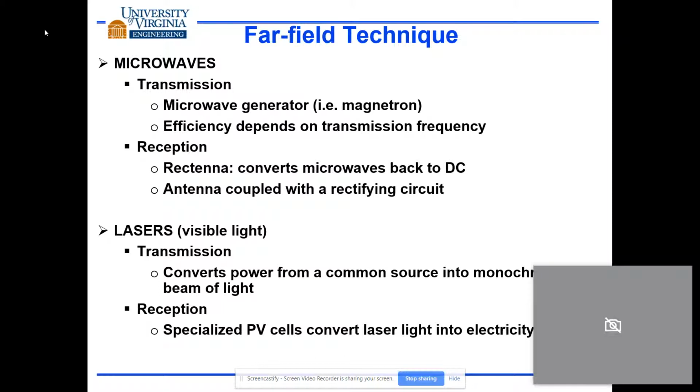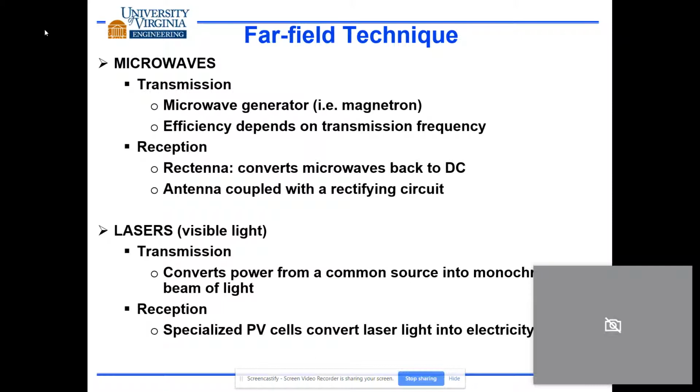And so in the transmission stage, the microwaves are generated primarily with a magnetron, which is where the electrons are passed through a magnetic field. And then the continuous emission of microwaves from the transmitter is then extracted by a silicon control rectifier on a rectenna with the purpose of converting the microwaves back to DC.